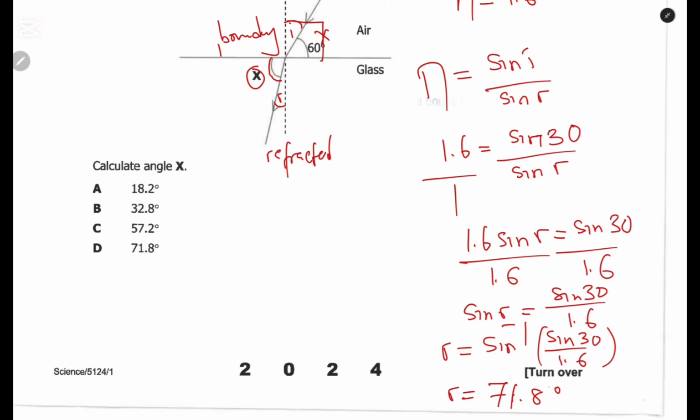Now what we are looking for is not the angle of refraction. So if we found this one to be 71.8 degrees, we need to subtract it from 90 to find this angle x here. And therefore 90 minus 71.8 gives us 18.2 degrees. So therefore the answer is A.